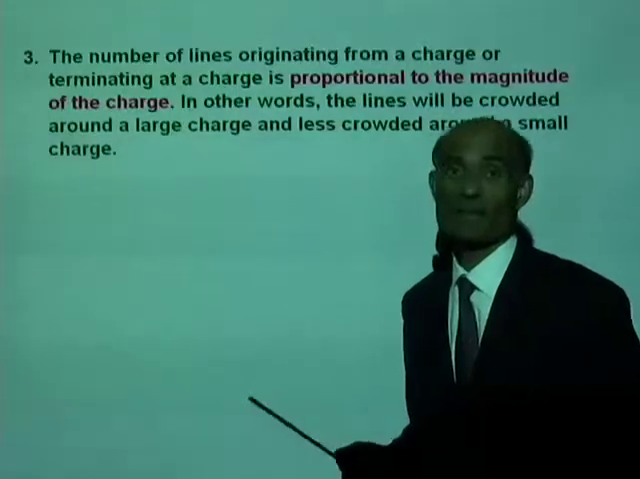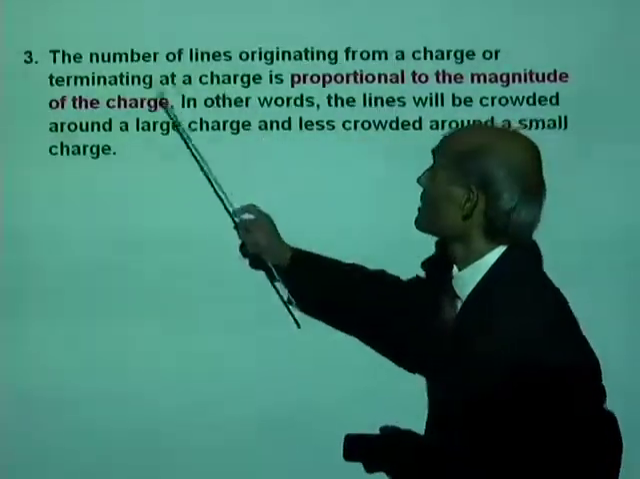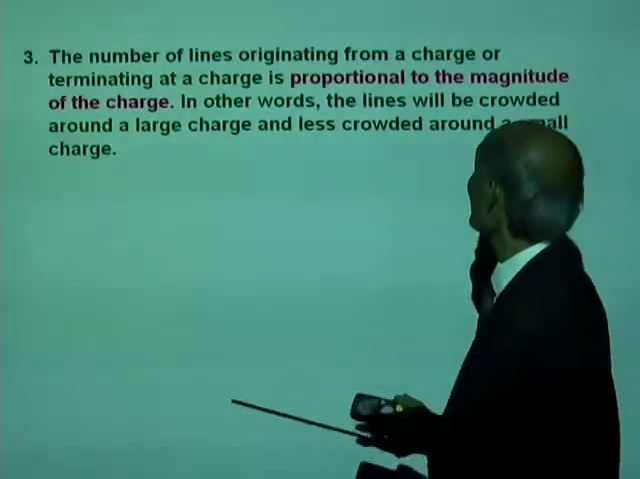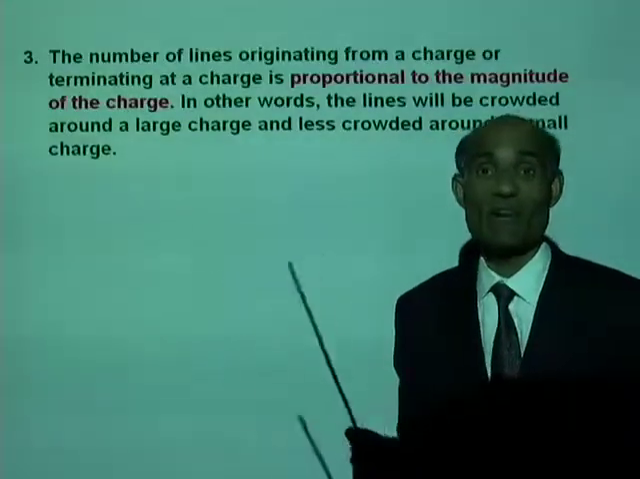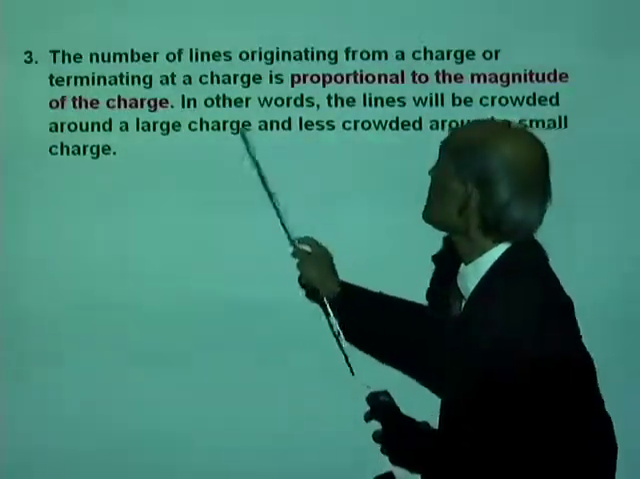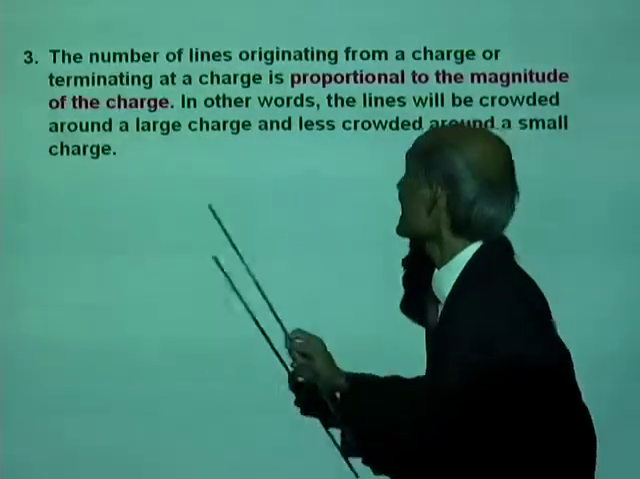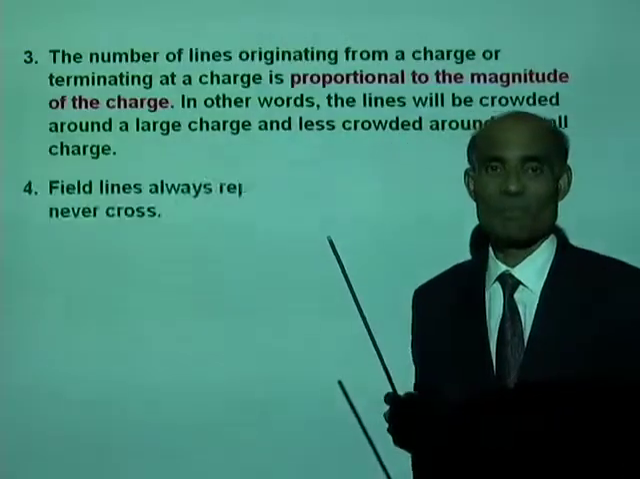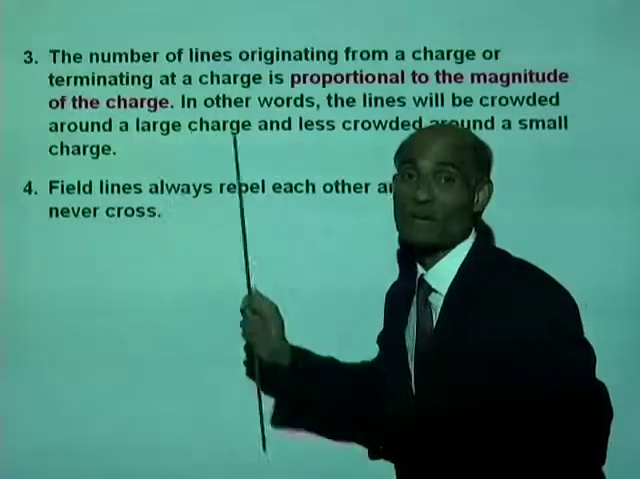Property number 3. The number of lines originating from a charge or terminating at a charge is proportional to the magnitude of the charge. In other words, the lines will be crowded around a large charge and less crowded around a small charge. Well, I'll illustrate that in a minute.